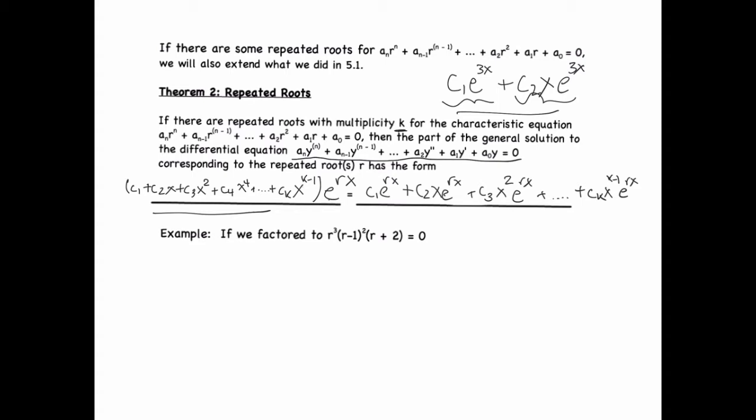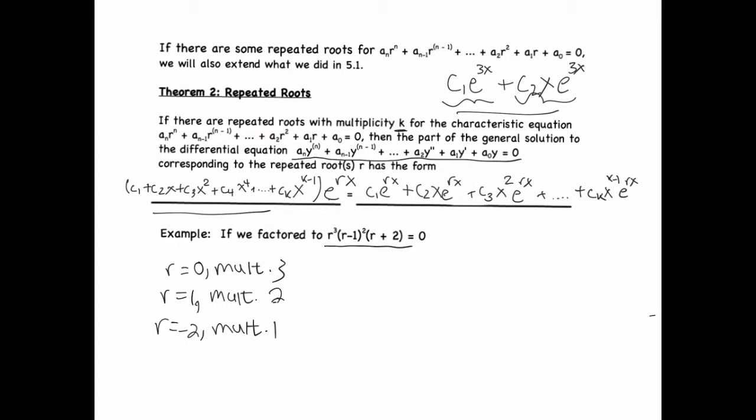So let's say we took our characteristic polynomial, factored it, and we got this. Well, then we have three zeros. R equals 0 with a multiplicity of 3. R equals 1 with a multiplicity of 2. And then R equals negative 2 with a multiplicity of 1.